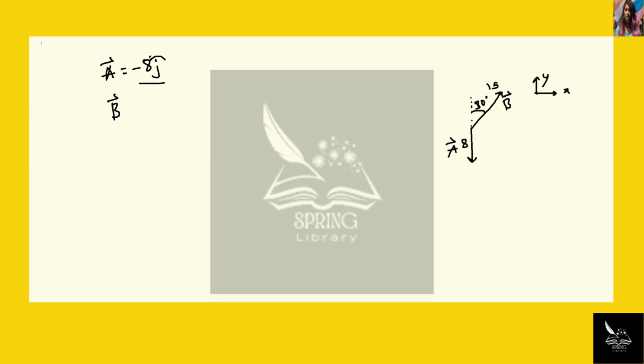And B would be, because it makes an angle 60 degrees with x-axis, we can write it as 15 cos 60 i cap plus 15 sin 60 j cap. By plugging this into a calculator, we can see that it is 7.5 i cap plus 13 j cap.